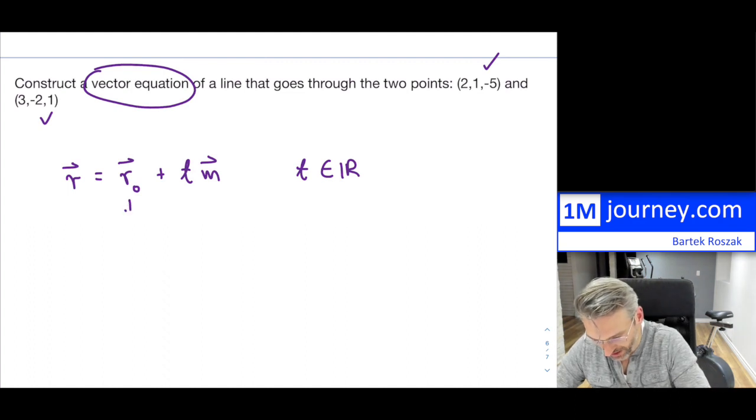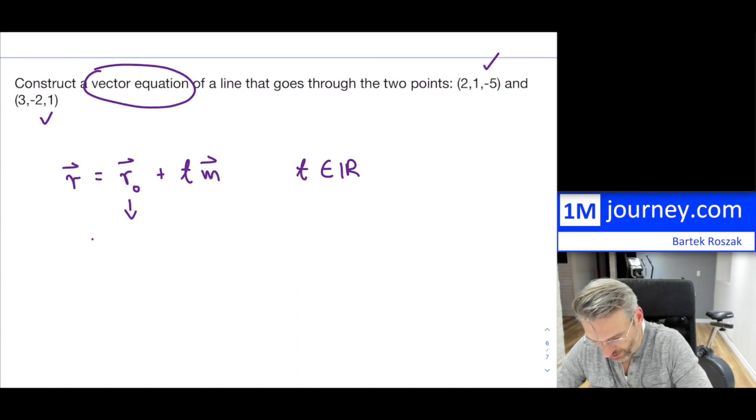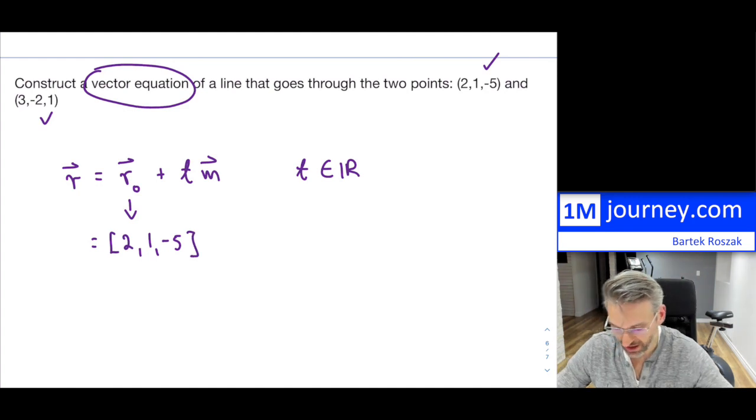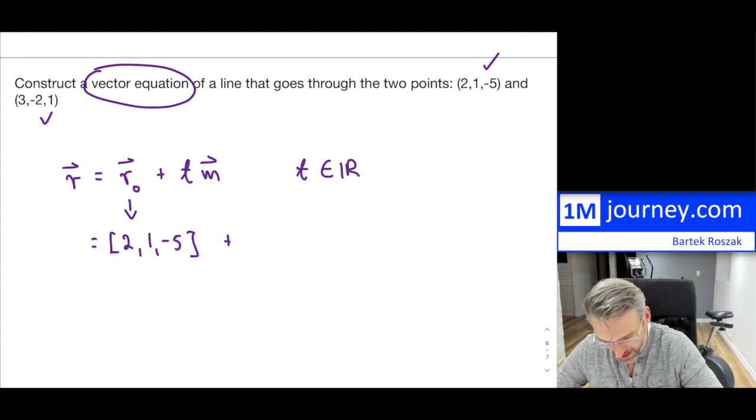Now, this particular starting vector doesn't matter what it is. You can take any of these 2 points, or any point in fact on the line, and construct a vector out of it. I'll just take the first point, which is 2, 1, and -5, and that's going to be the vector going in. That means, of course, it touches that particular point. Now, we need plus our t.